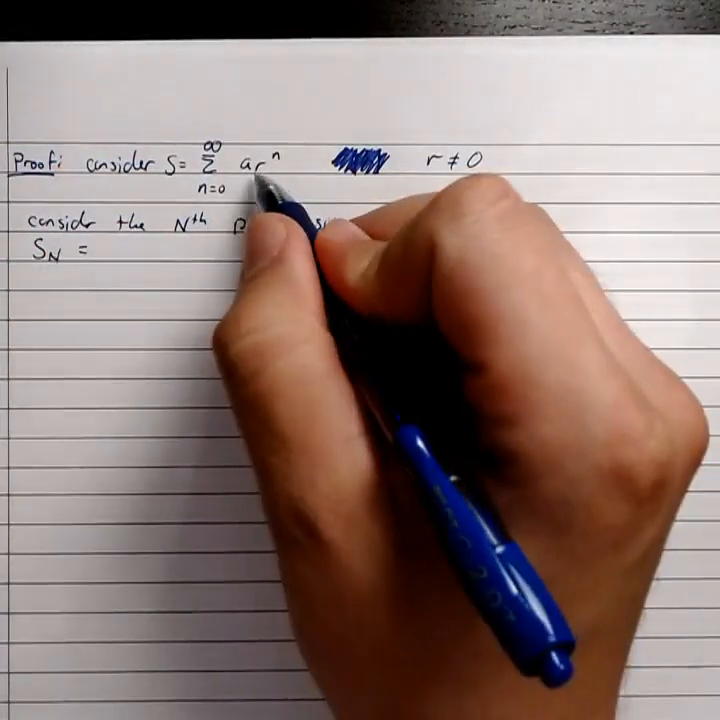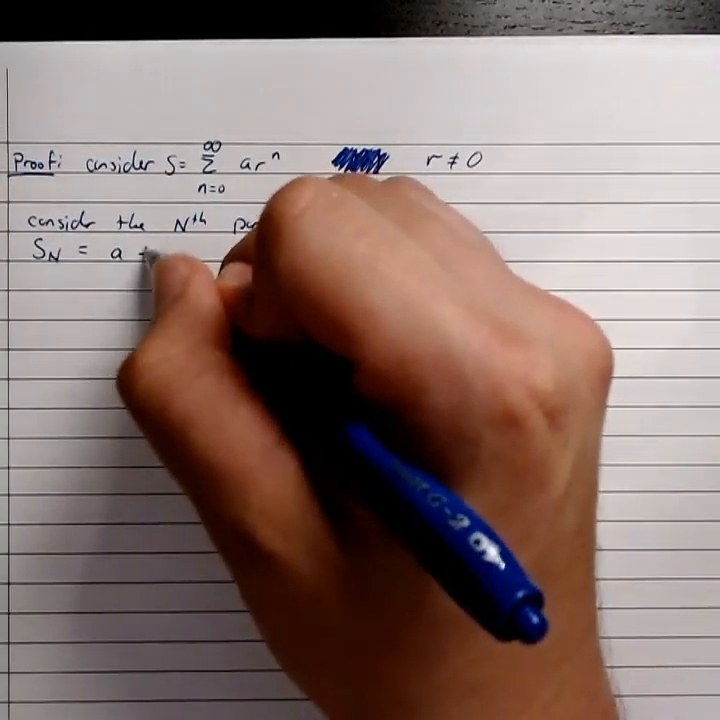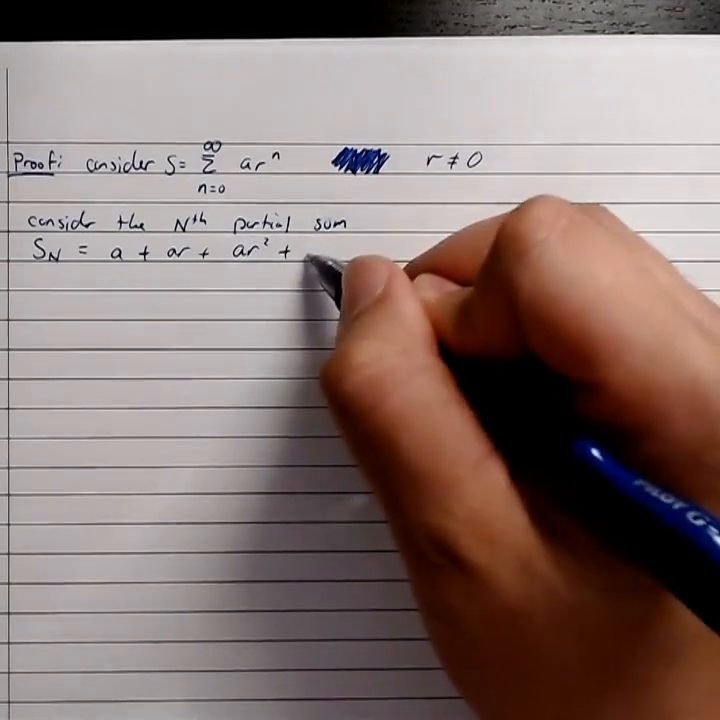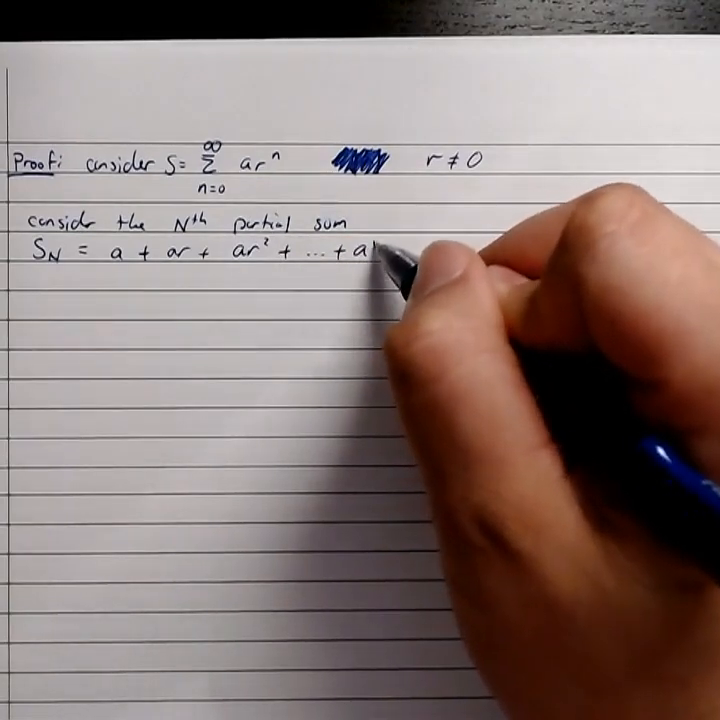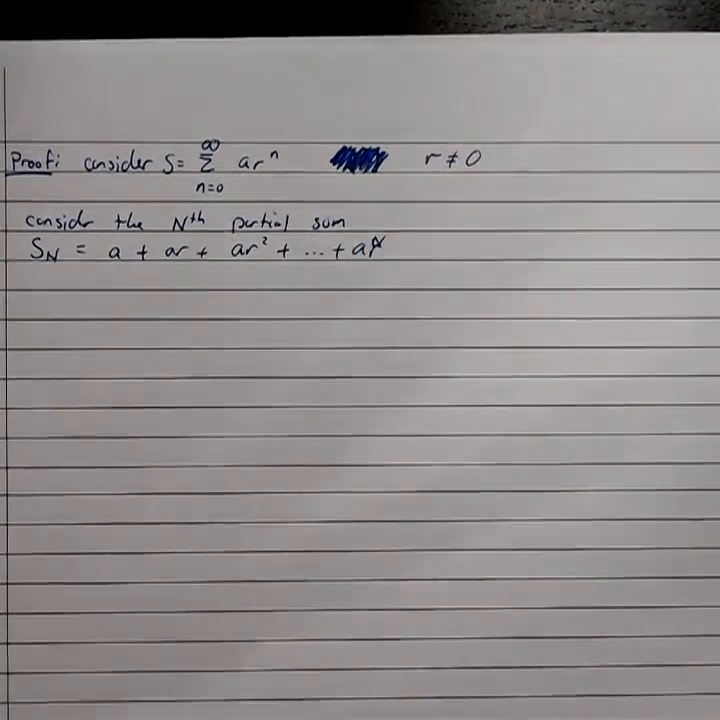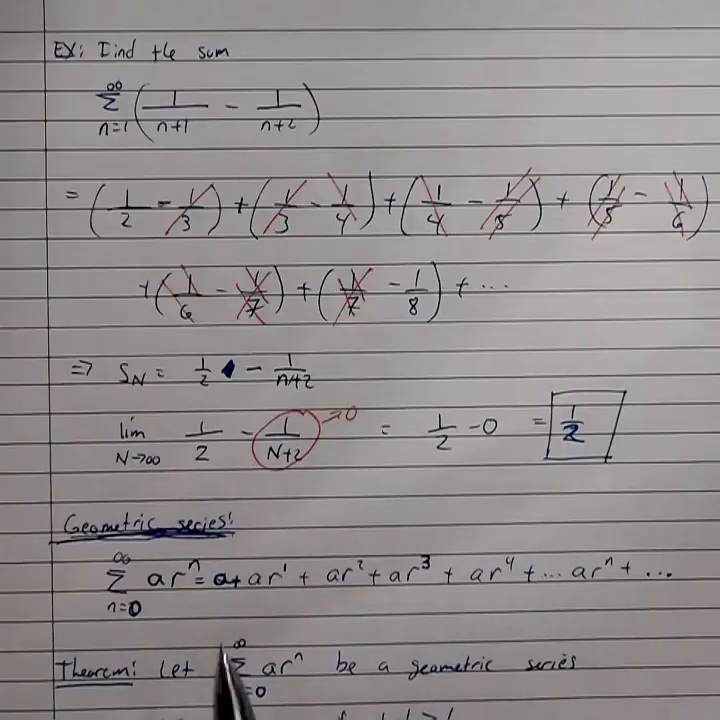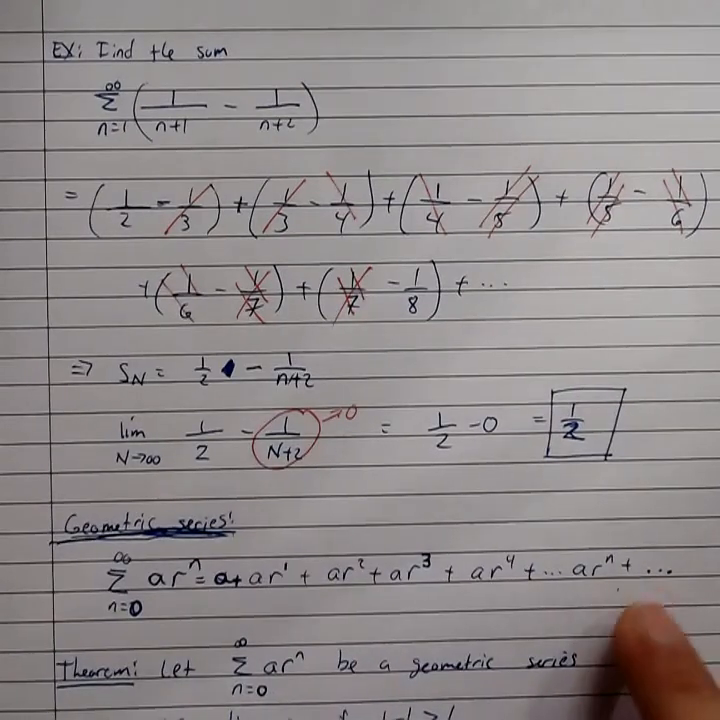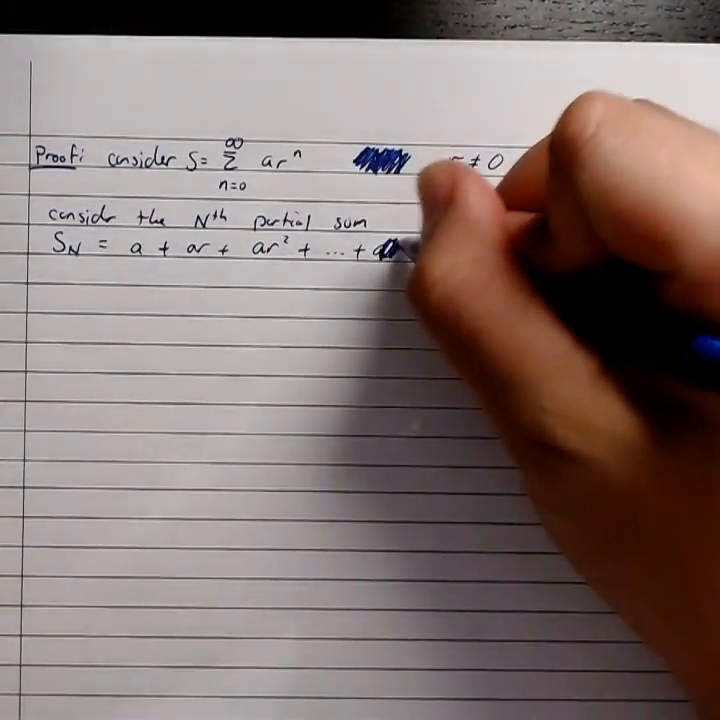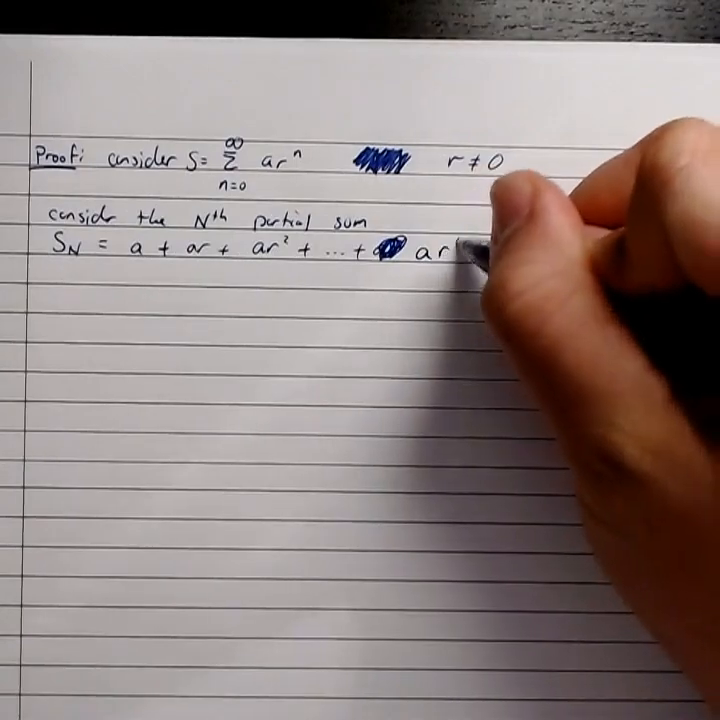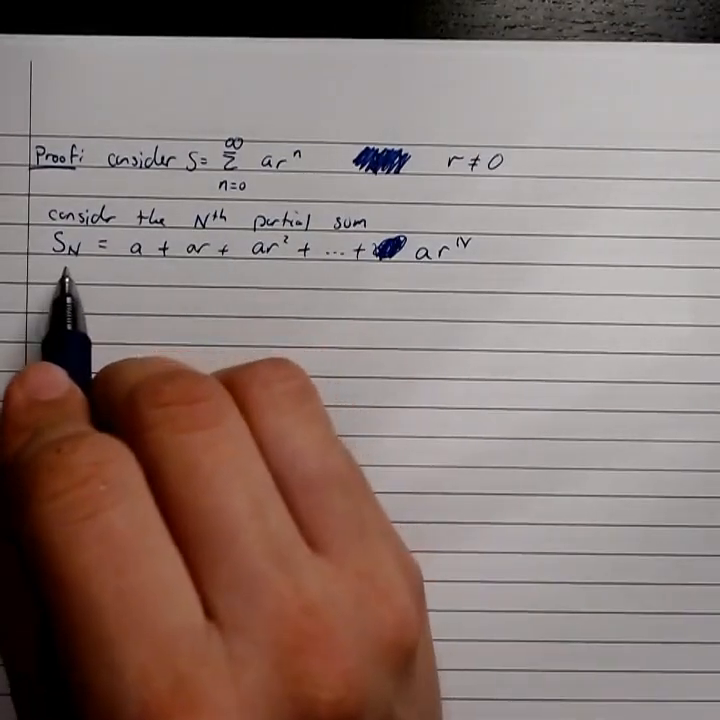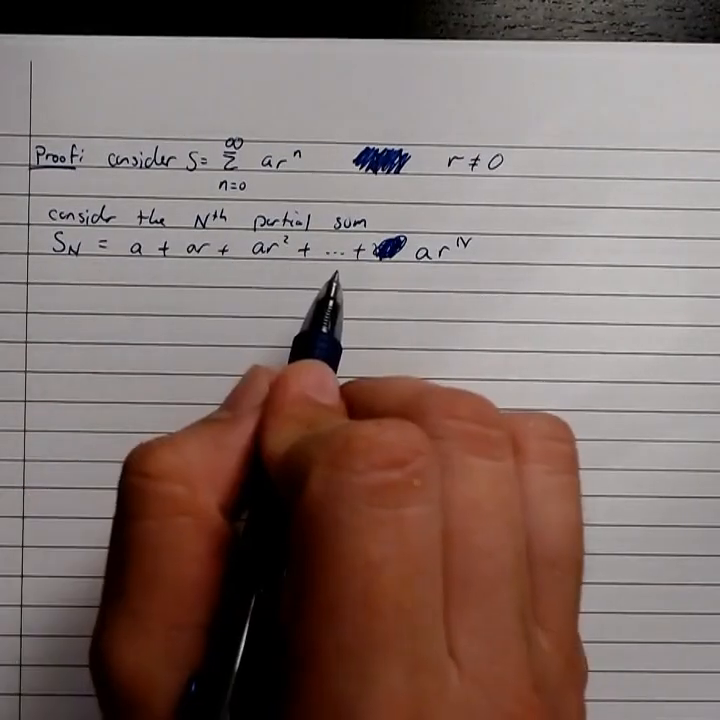Well, that's going to be a plus ar plus ar squared plus dot dot dot plus ar to the power n. Oops, ar to the power n. And of course, that's just how a geometric series is defined. And here we're just going to cut it off at the nth term. None of that extra stuff beyond that. ar to the n.